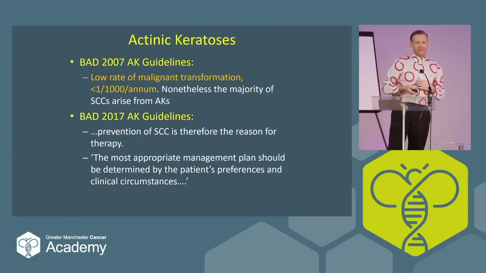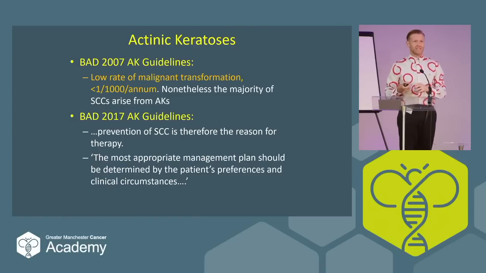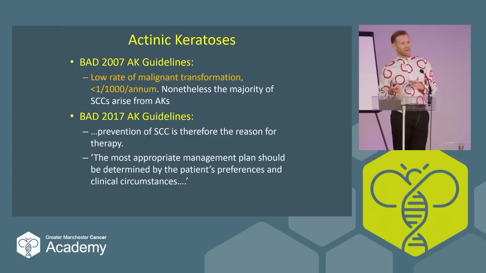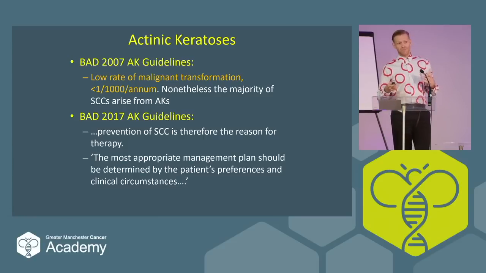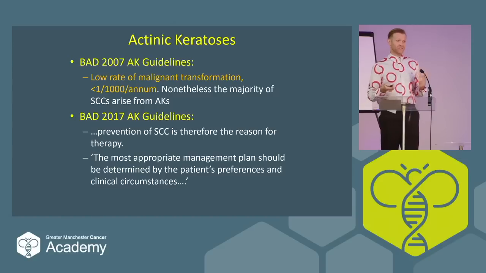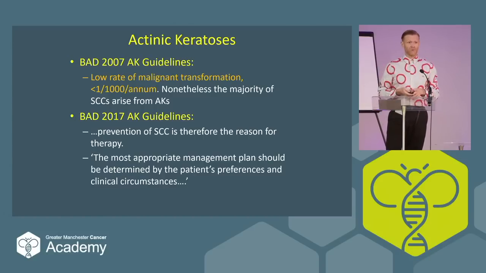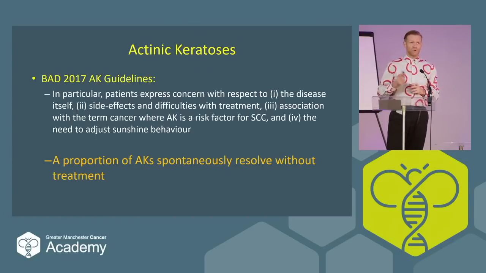In the BAD guidelines in 2007, it highlighted the low rate of malignant transformation: about 1 in 1,000 actinic keratoses will turn into a skin cancer. But nonetheless, the majority of squamous cell carcinomas arise from actinic keratoses. In 2017 the BAD updated their guidance and highlighted that the prevention of subsequent skin cancers is the reason for treating actinic keratoses. You obviously need to put the management plan in the context of the patient's concerns and what they want to do about the lesion, which we'll come on to later.